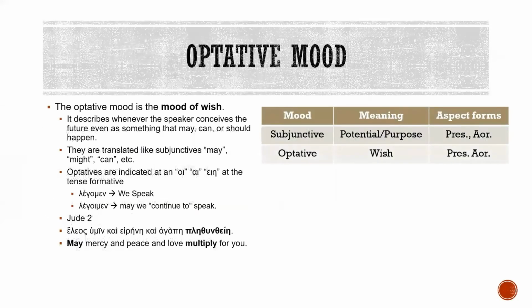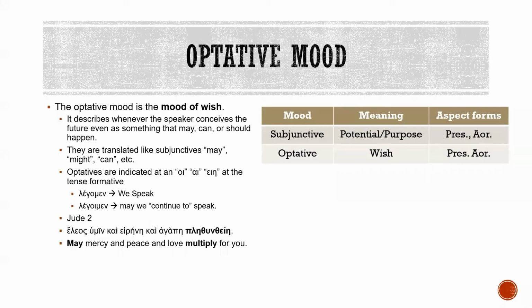Now for the optative mood. The optative mood is the mood of wish in Greek, which has a similar role to the subjunctive mood. The optative mood describes whether a speaker conceives a future event as something that may, can, or should happen. Optatives are translated like subjunctives in that the words can be translated as may, might, or can with the verb. Optatives are indicated by oi, i, or a at the tense formative.